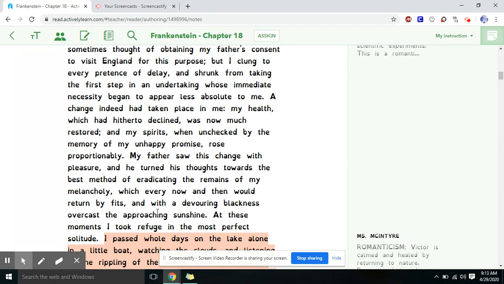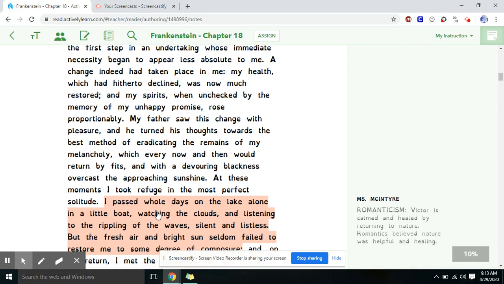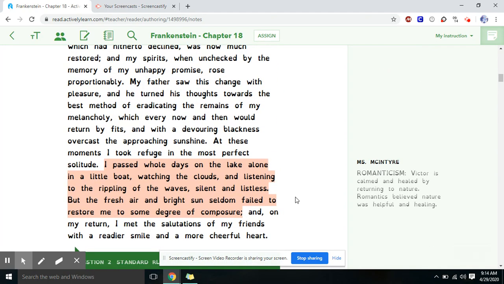A change indeed had taken place in me. My health, which had hitherto declined, was now much restored, and my spirits, when unchecked by the memory of my unhappy promise, rose proportionably. My father saw this change with pleasure, and he turned his thoughts toward the best method of eradicating the remains of my melancholy, which every now and then would return by fits, and with a devouring blackness overcast the approaching sunshine. At these moments I took refuge in the most perfect solitude. I passed whole days on the lake alone in a little boat, watching the clouds and listening to the rippling of the waves, silent and listless. But the fresh air and bright sun seldom failed to restore me to some degree of composure, and on my return I met the salutations of my friends with a readier smile and a more cheerful heart.